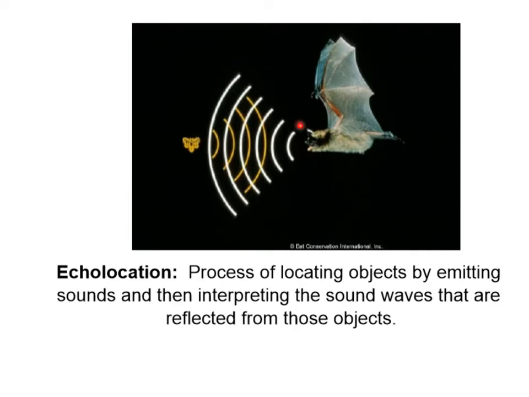So the way this works, the bat emits sound waves. Some of the sound waves are reflected off this moth. The bat then determines the moth's location and velocity from those reflected sound waves, and it continues to emit sound waves and locate the moth until the moth is captured. There is some evidence that some species of moths may be able to jam a bat's echolocation by emitting their own sounds that confuse the bat's echolocation system.